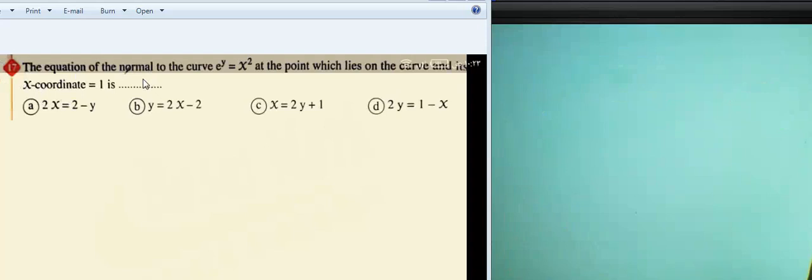Question 17. The equation of the normal to the curve e power y equals x power 2 at the point which lies on the curve and its x coordinate equals 1. He wants us to find what? The equation of the normal.